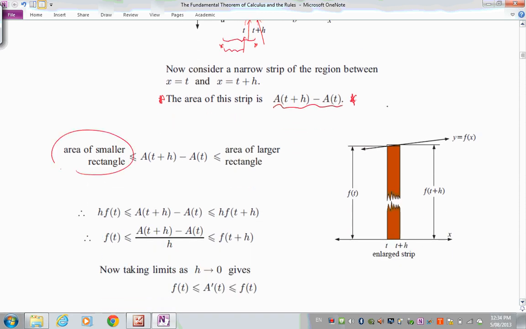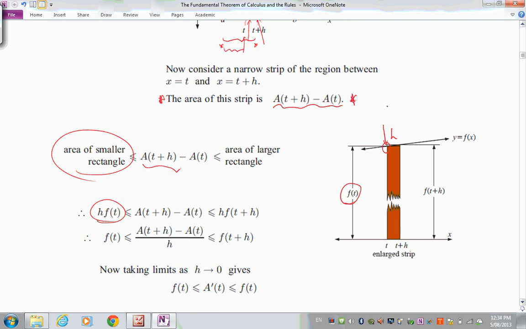Now, what's the area of the smaller rectangle up there? So here it is here. The smaller rectangle is constructed at t. So its y value up to the lower point on the curve is sub the t value in f of t. So what's its area? h times f of t.